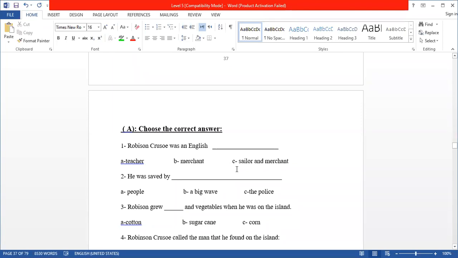Robinson Crusoe was an English sailor, and he is a merchant also. He is a sailor and a merchant. So C is correct.